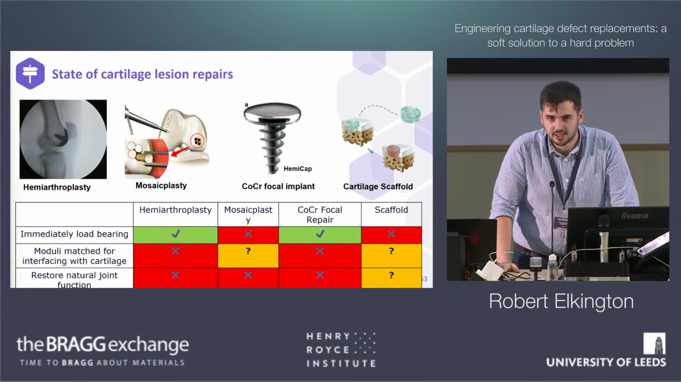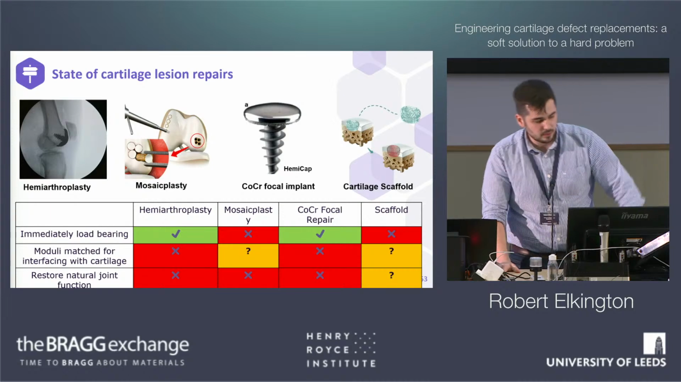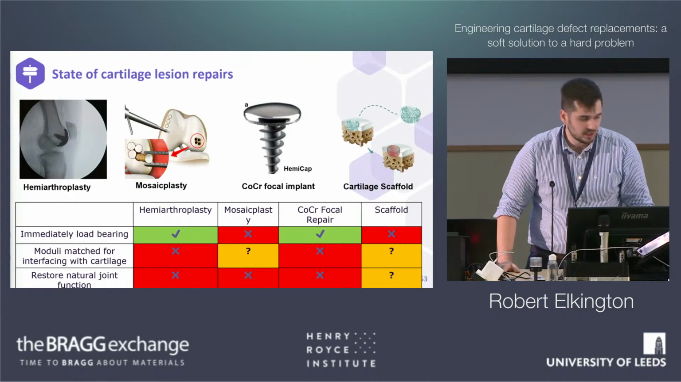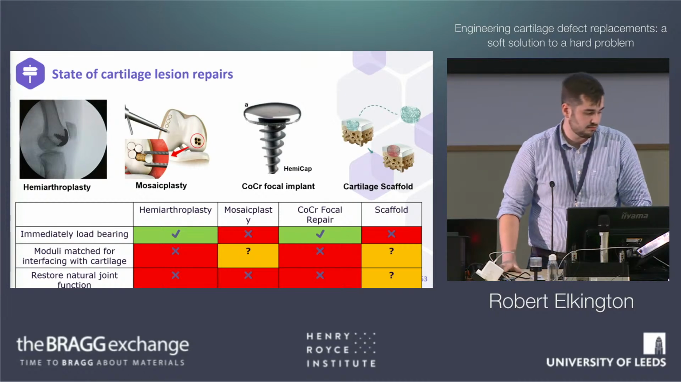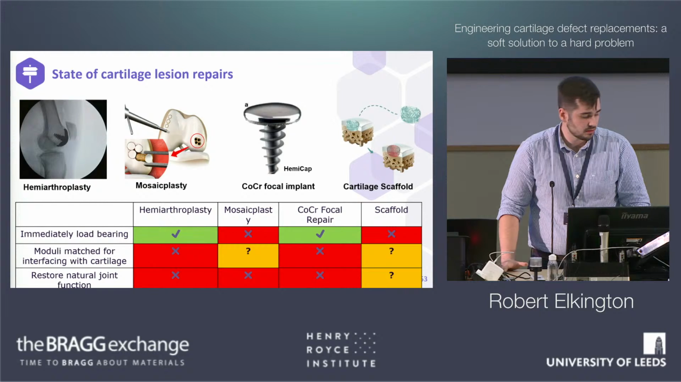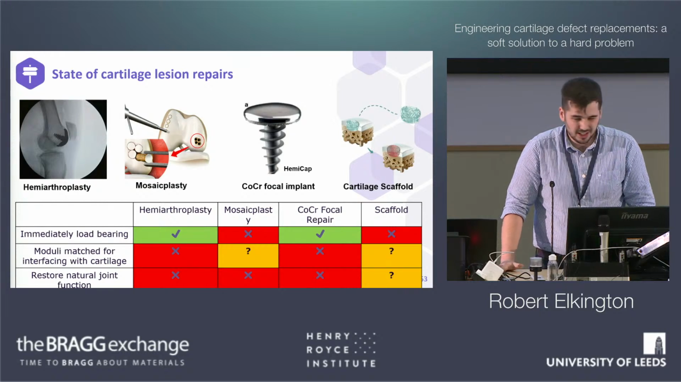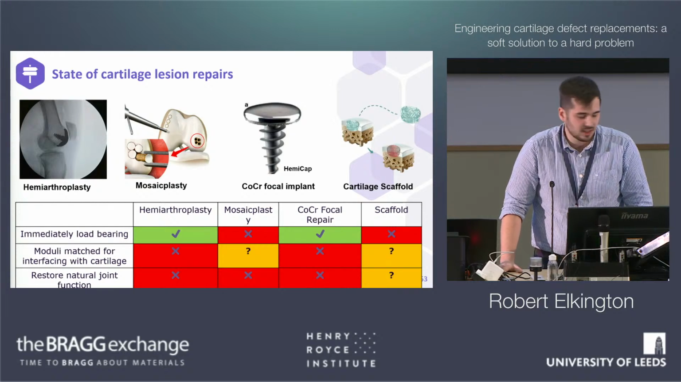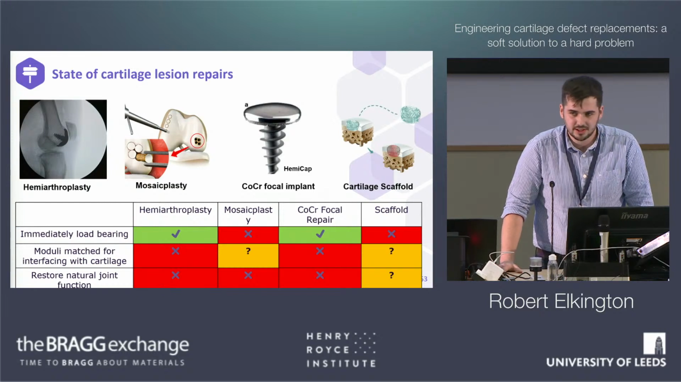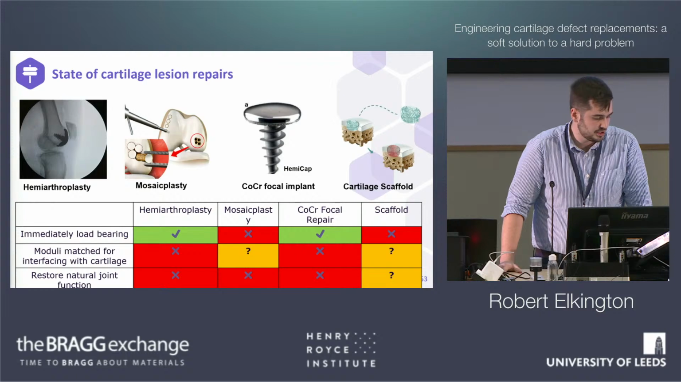Mosaicplasty. They'll take cartilage from an unloaded area of your knee and transplant it to the lesion. It takes a while to heal, quite painful from what I understand. The moduli do manage to interface with the cartilage on the other side, but again, it doesn't really restore the joint function. If anything, you lose tissue.